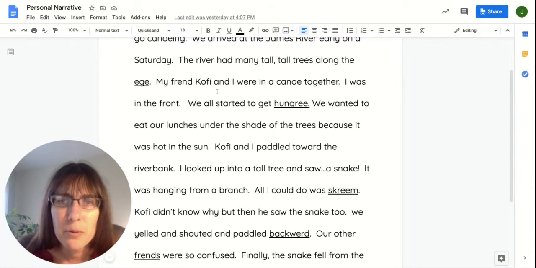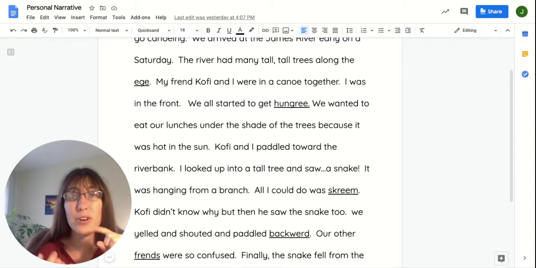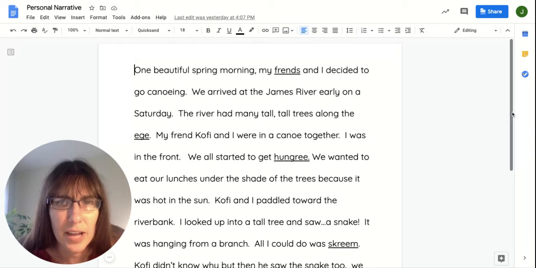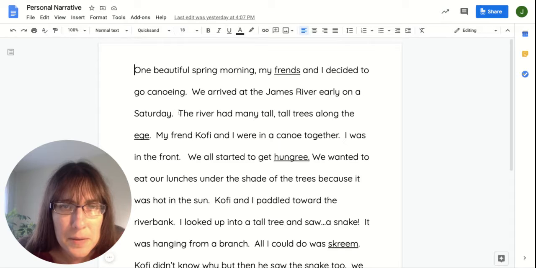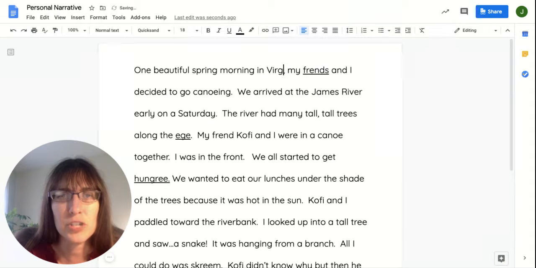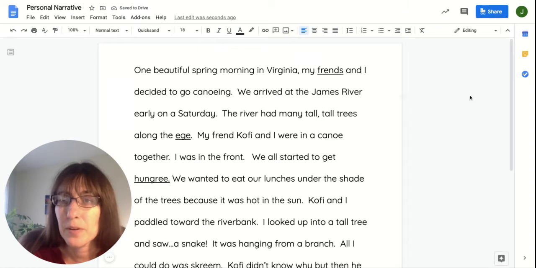"My friend Kofi and I were in a canoe together." So there's my characters, right? You know who my story is about. We also know the setting. We know we're on the James River. I didn't put Virginia. Maybe I want to add that in. We know it's a Saturday. We know it's in the morning. "One beautiful spring morning." Maybe I just might write right here, "In Virginia, my friends and I decided to go canoeing." Okay.